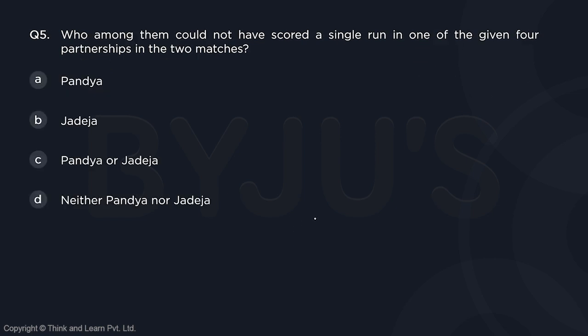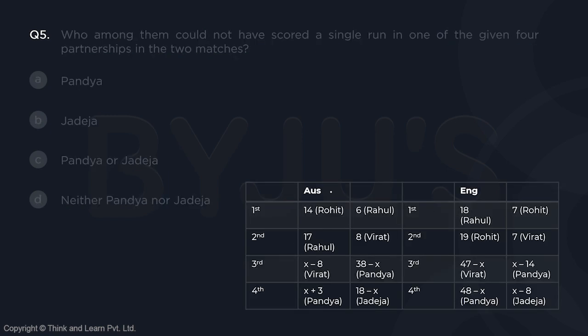And this question says, who among them could not have scored a single run in one of the given 4 partnerships in the 2 matches? So how many of these scores can be 0? We know x is less than or equal to 18, greater than or equal to 14. So of course, the numbers which are already there, none of them is 0. So numbers which are in terms of x, how many of them can be 0?